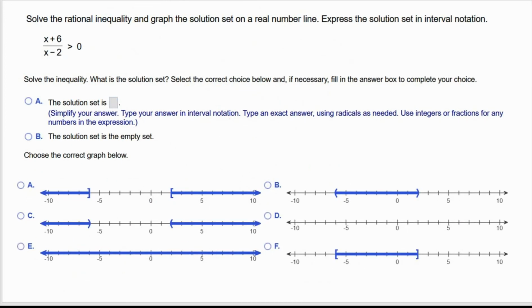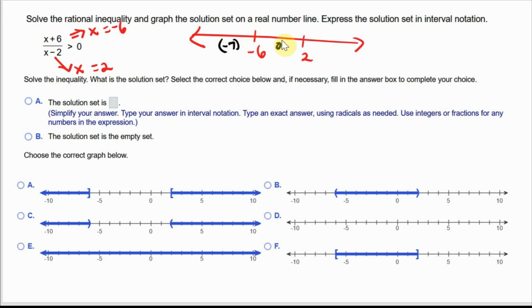Let's do another one here. Very similar setup. So the critical values here would be x + 6 = 0, so that implies x = -6, and then here, x = 2. So we're going to partition the number line based on -6 and 2. Again, we'll test some points. -7 over there, 0 is in between, and then I'll test a 3 over here.